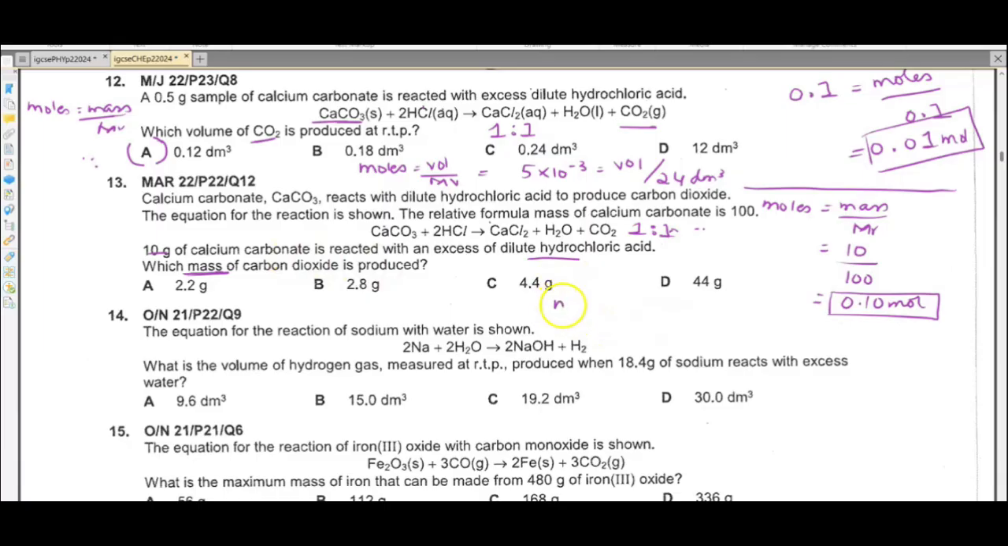So we again are going to use the formula, that is moles is equal to mass by MR, since we are finding the mass. So 0.10 moles are used, mass is there, and MR for CO2 would be 44. 12 plus 32 is 44. Okay? So 44 into 0.10 is going to give us a mass of 4.4 grams. The 4.4 grams of CO2 is going to be produced when 10 grams of CaCO3 is reacted with excess of HCl. Okay. So C is going to be our correct option for that.